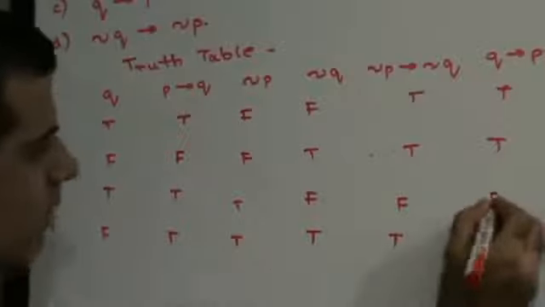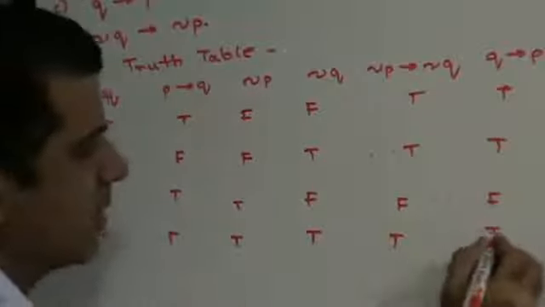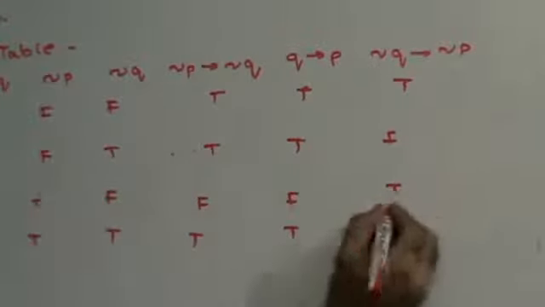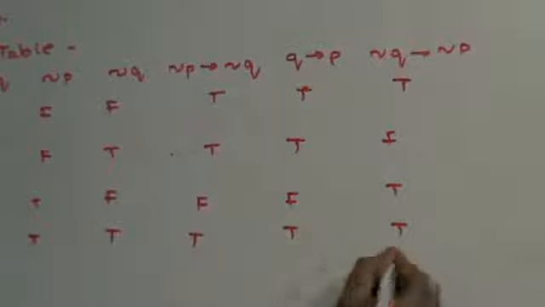Now I need an implication between Q and P. Remember, you have to read in reverse order. First statement is this. So true, false is true. False, true is true. True, false is false. False, false is true. Now I need implication between these two. Reverse order. False, false is true, true, false is false, false, true is true, true, true is true.